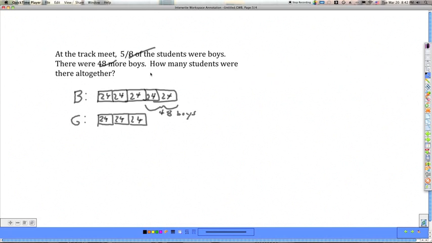It says how many students were there altogether? Well, there are 8 units altogether, 24 in each. 8 times 24. 8 times 4 is 32. 8 times 20 is 160, plus 30 is 190. It's 192. So there are 192 students.